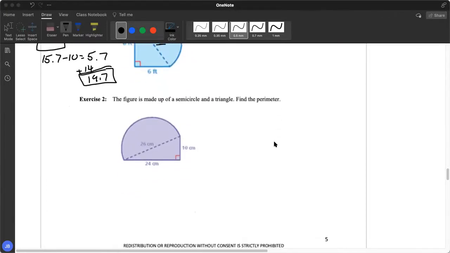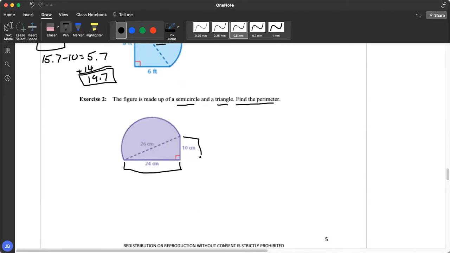All right, we'll walk through this one together. So this one, like Julia just had. We're going to find the perimeter of this figure that's made up of a semicircle and a triangle. So the easy part is the perimeter of these two sides of the triangle are just 24 plus 10. So that gives us 34. And we don't have to add this one in here because we'll just have to subtract it later.